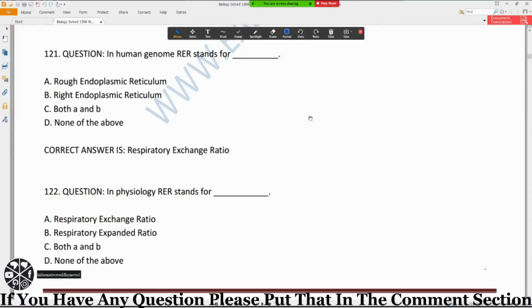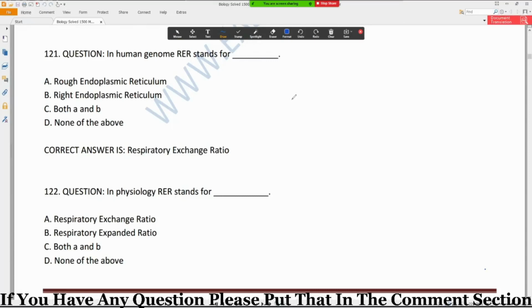So now move toward the question. The question is in human genome RER stands for option A rough endoplasmic reticulum, option B right endoplasmic reticulum, option C both A and B, and option D none of the above. In human genome, when we talk about the human genome, it means the human genetic material.